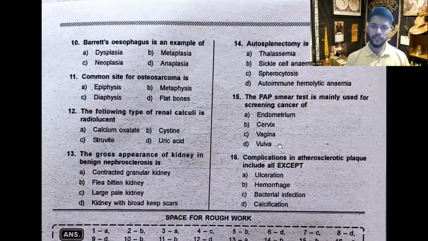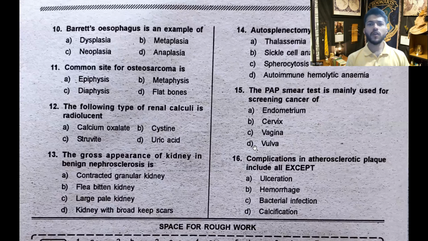The first question is, complications in atherosclerotic plaque include all except. Now, atherosclerotic plaque, what can happen? Can that plaque rupture? Yes, so that can lead to hemorrhage into the vessel itself, which can lead to aneurysm. Can that plaque undergo changes which can lead to embolism? Yes, it can embolize. Can that plaque undergo calcification? Yes, it can undergo dystrophic calcification as well. So ulceration, hemorrhage, yes. Infection, no. Plaque generally does not get infected. Calcification, yes. So the answer is C.